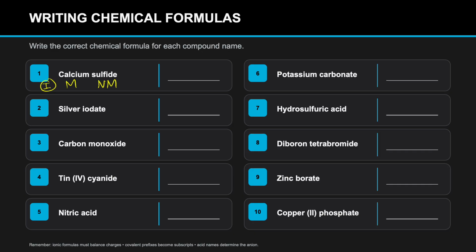So looking at your periodic table, calcium is in group 2, which means it has 2 valence electrons. So when it becomes an ion, it loses those 2 electrons and forms a +2 charge. Sulfur is in group 16, has 6 valence electrons, wants to gain 2 to get to 8, which means it's going to have a -2. Now you can see these already balance out to 0. So I just need one of each. So it'd be CaS.